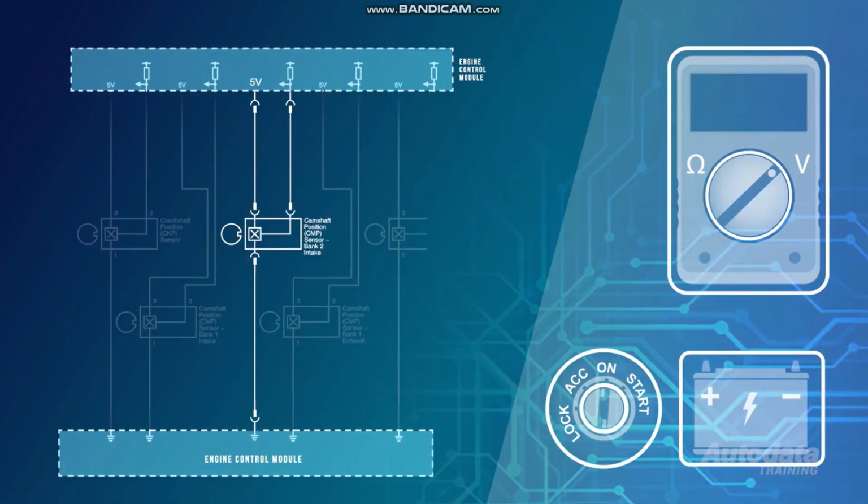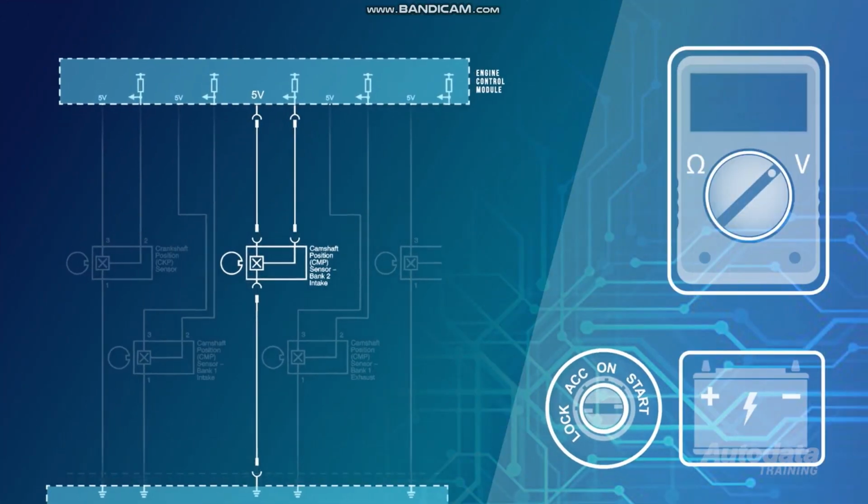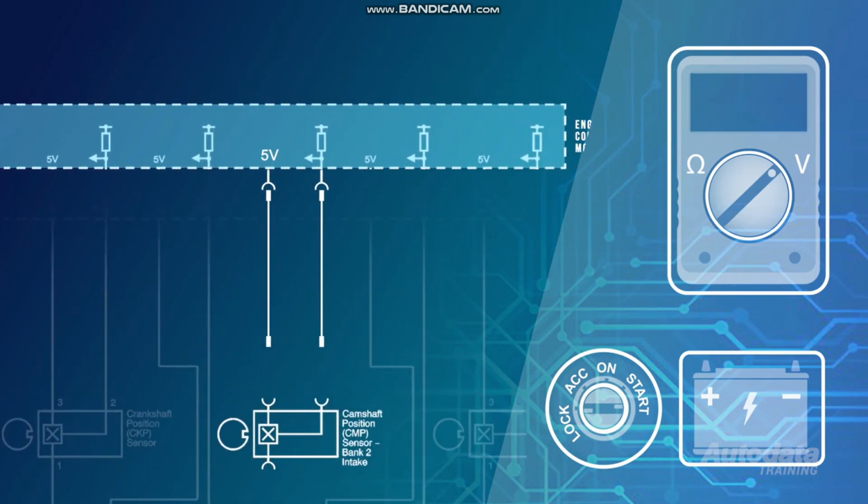In some systems, excess circuit resistance will set a low voltage code. Turn the ignition off and disconnect the affected cam position sensor. Place the black meter lead on battery negative and the red on the signal terminal. Turn the ignition on and observe the meter reading. 5 volts should be displayed.